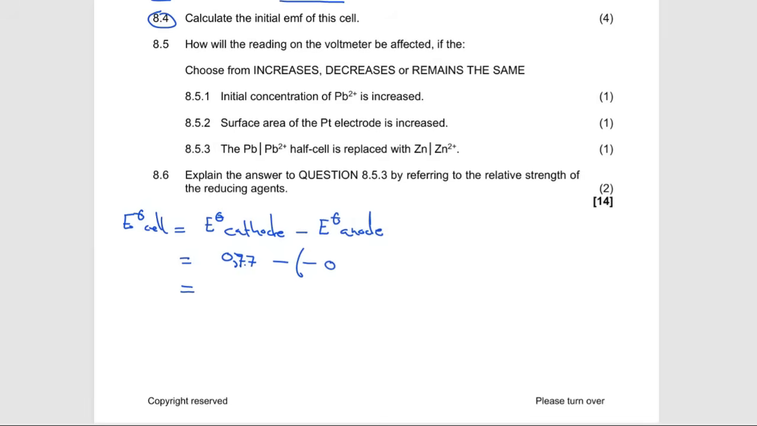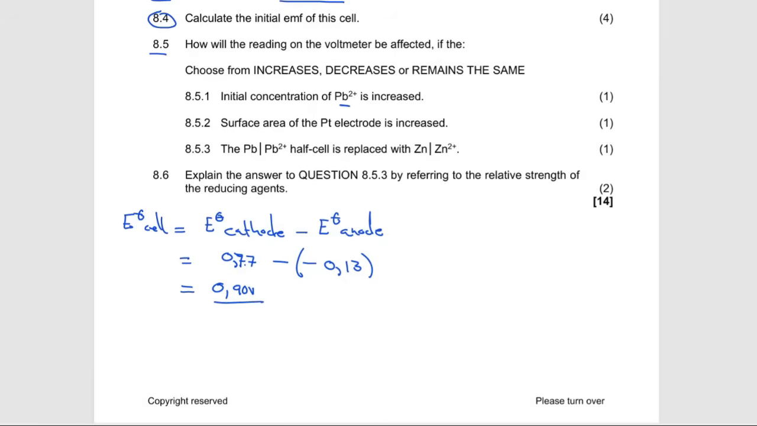Negative 0.13, like that. Okay, so now I'm going to proceed and add those two, right? So it's going to be 0.77, minus gives me a plus, then 0.13. So my answer is 0.90 volts, right? So this is how we calculate our E theta cell. Then we proceed to 8.5. How will the reading on the voltmeter be affected, choose from increases, decreases, or remains the same, if the initial concentration of Pb is increased, right?